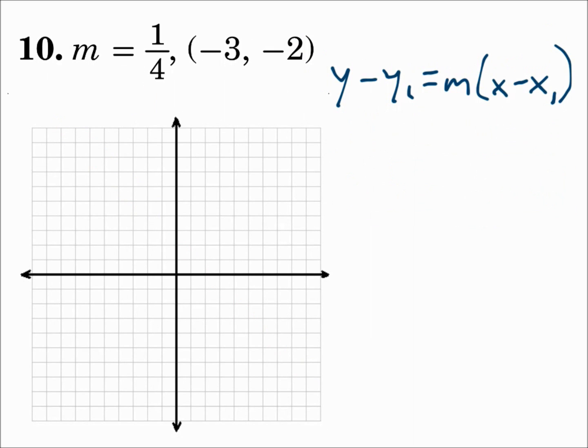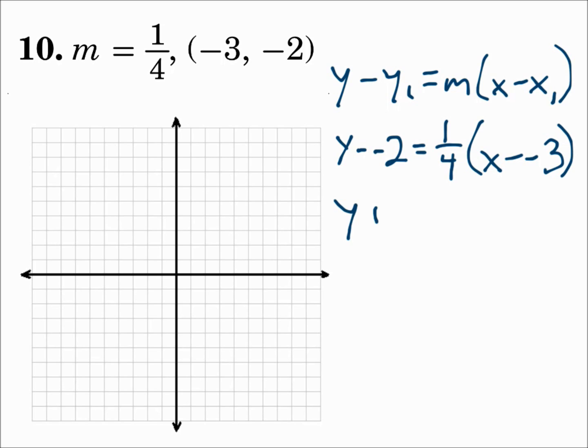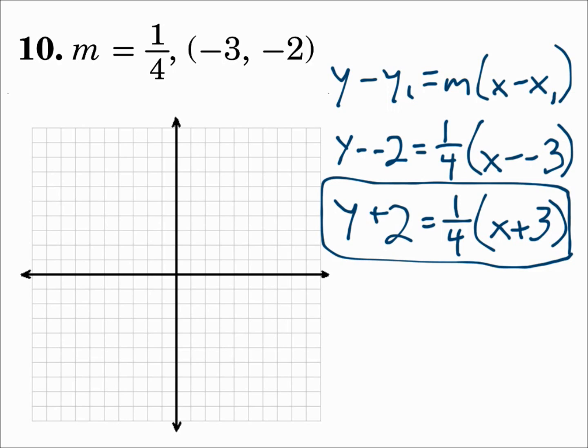Number 10. The slope is 1/4, and it goes through the point -3, -2. x1 is -3, y1 is -2. So substitute in. y minus y1, which is -2, equals m, which is 1/4, parentheses, x minus x1, which is -3. Now simplify it. Instead of saying y minus -2, say y plus 2. Instead of x minus -3, say x plus 3. And there's point-slope form. Always simplify it.